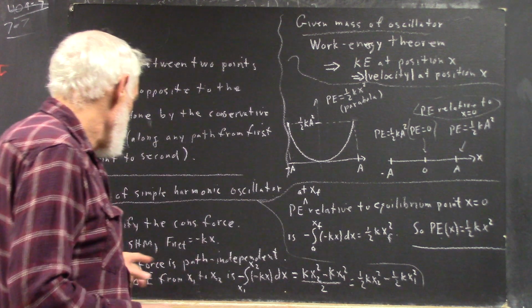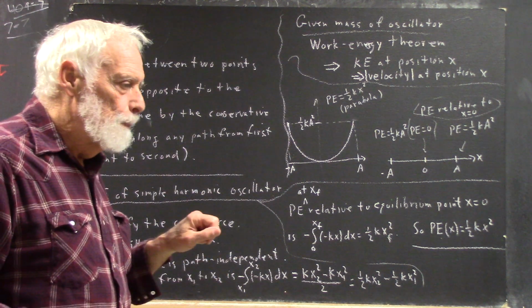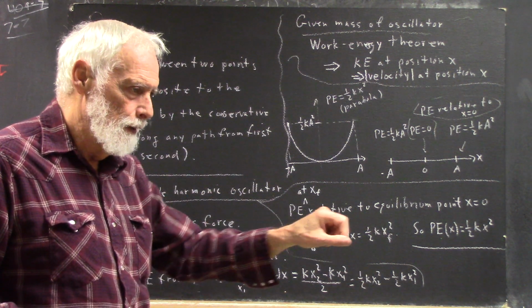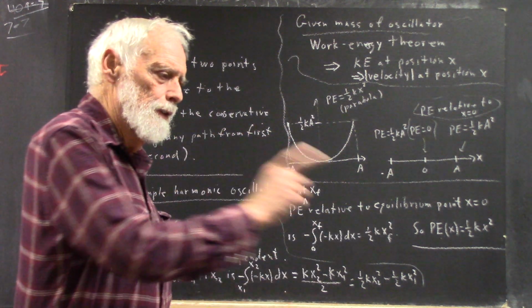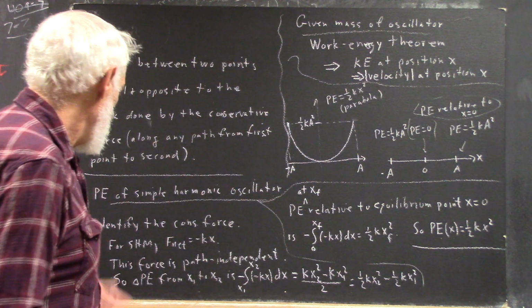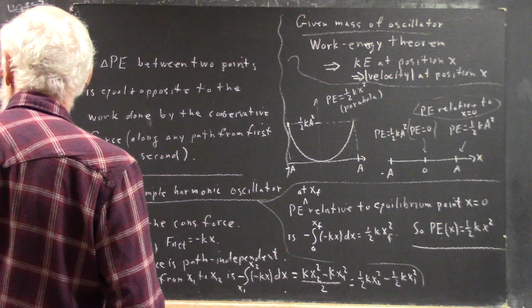Okay, and that's unlike friction. If we push an object against friction from here to here, friction exerts a force this way. If we pull it back this way, force is in this direction. So friction is not a path-independent force.